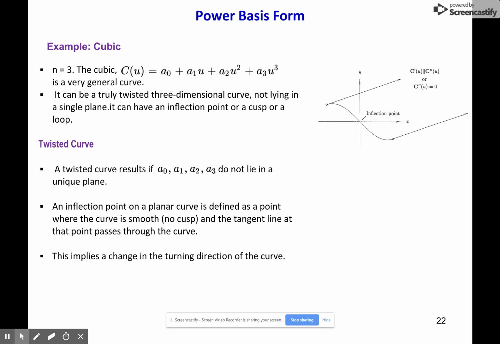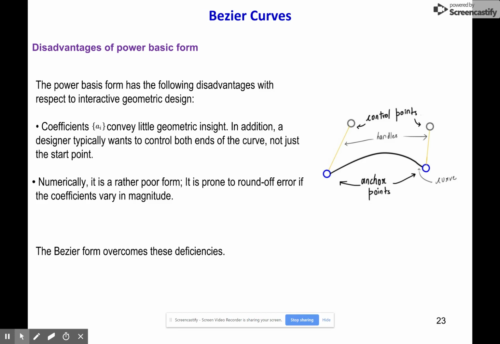As you observe in the cubic form, the endpoints are lying in different planes, and we can have a twisted curve also. We have one more concept here, the inflection point. When you draw a tangent through the inflection point, both the curve and the tangent merge with each other. This is the importance of the inflection point. We have drawbacks in power basis form. Basically, power basis form gives only one starting point, but the designer has to get 2 points. This is the drawback of power basis form.